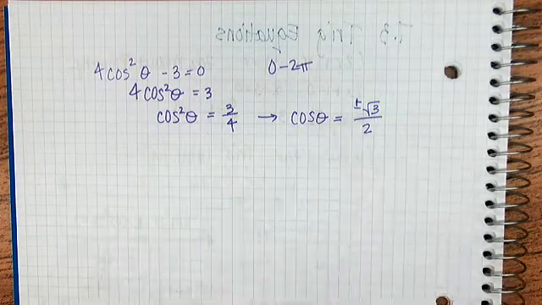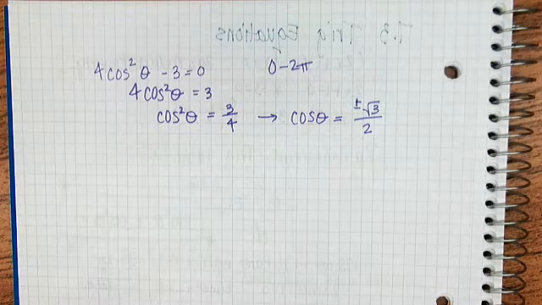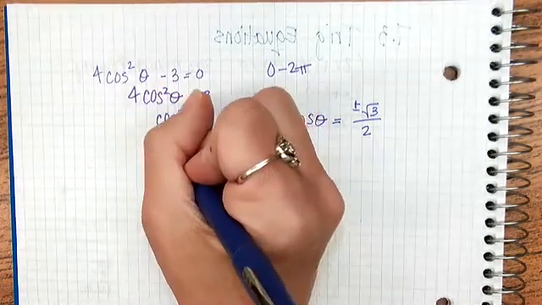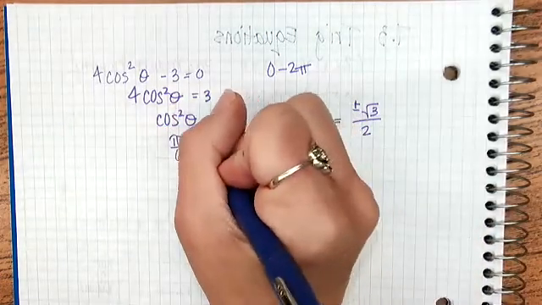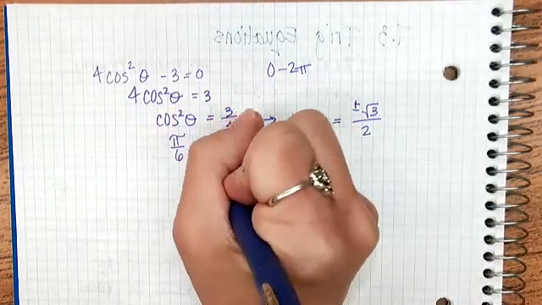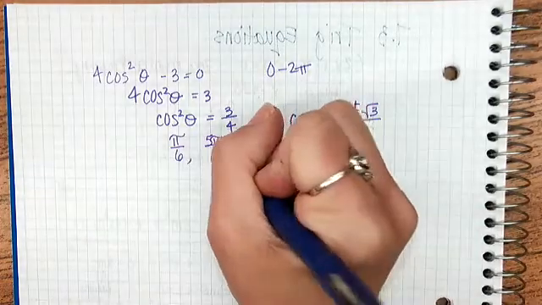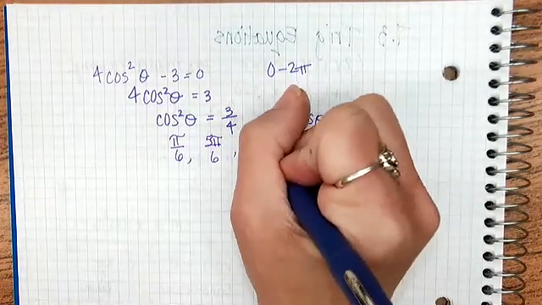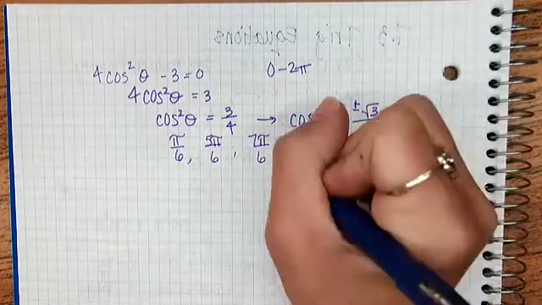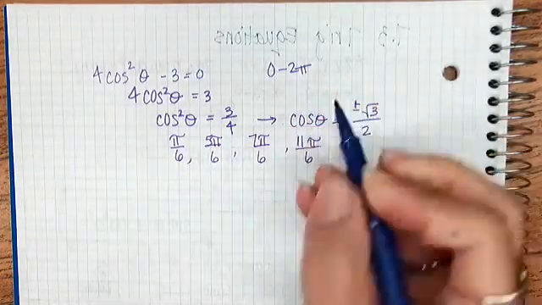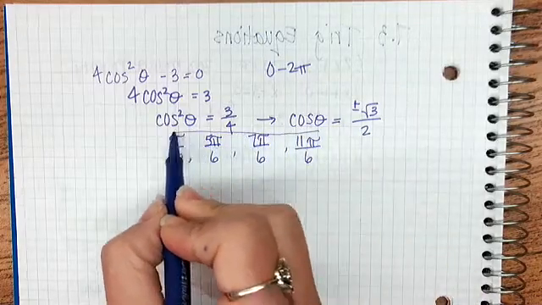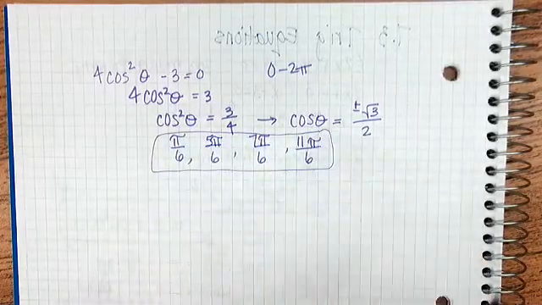So the reference angle, I believe, is going to be 30 degrees again, pi over 6. So first quadrant, pi over 6. Second quadrant, 5 pi over 6. Third quadrant, 7 pi over 6. Fourth quadrant, 11 pi over 6. So this particular problem has 4 answers.